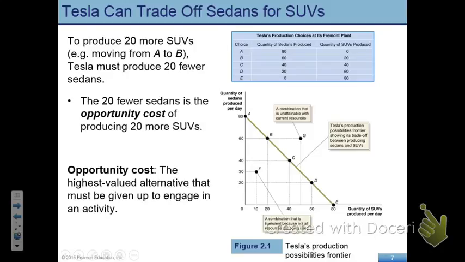For example, when Tesla is moving from A to B, it can indeed produce fewer sedans by moving from 80 to 60, but what it gains is in terms of SUV production, right? Do we all see that? Did we cover this in the last class? Yes. Okay, thank you for reminding me. So we have seen how to derive this production possibility frontier. That saves me about 15 minutes, which is kind of a big deal.